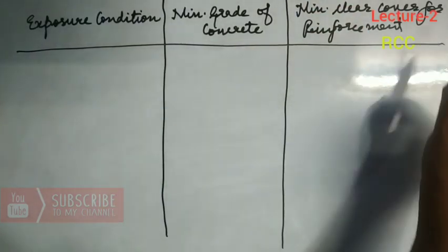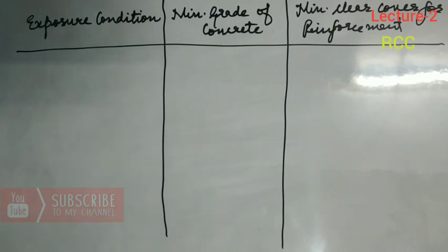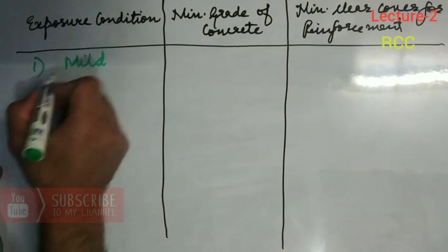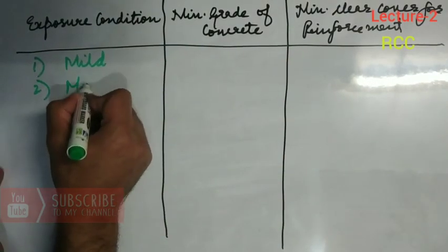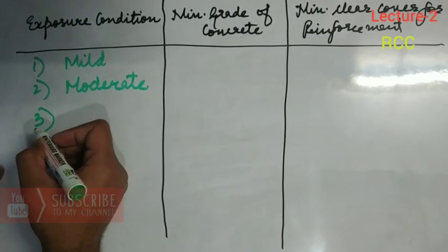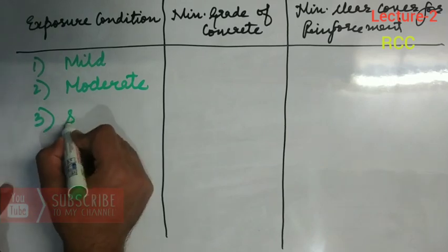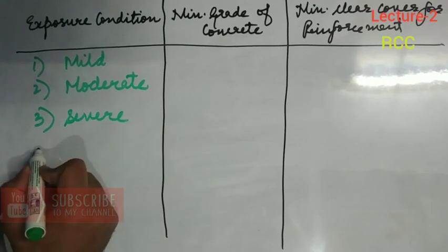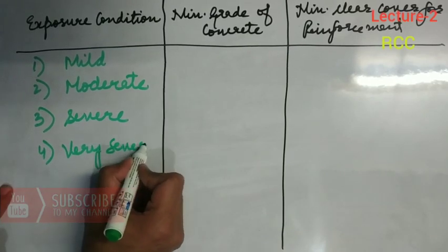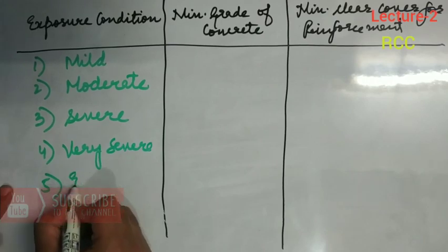I already explained you what are the various exposure conditions. There are 5 exposure conditions: mild, moderate, severe, very severe and extreme. First one is mild. Second is moderate. Third one is severe. Fourth one is very severe. And fifth one is extreme.